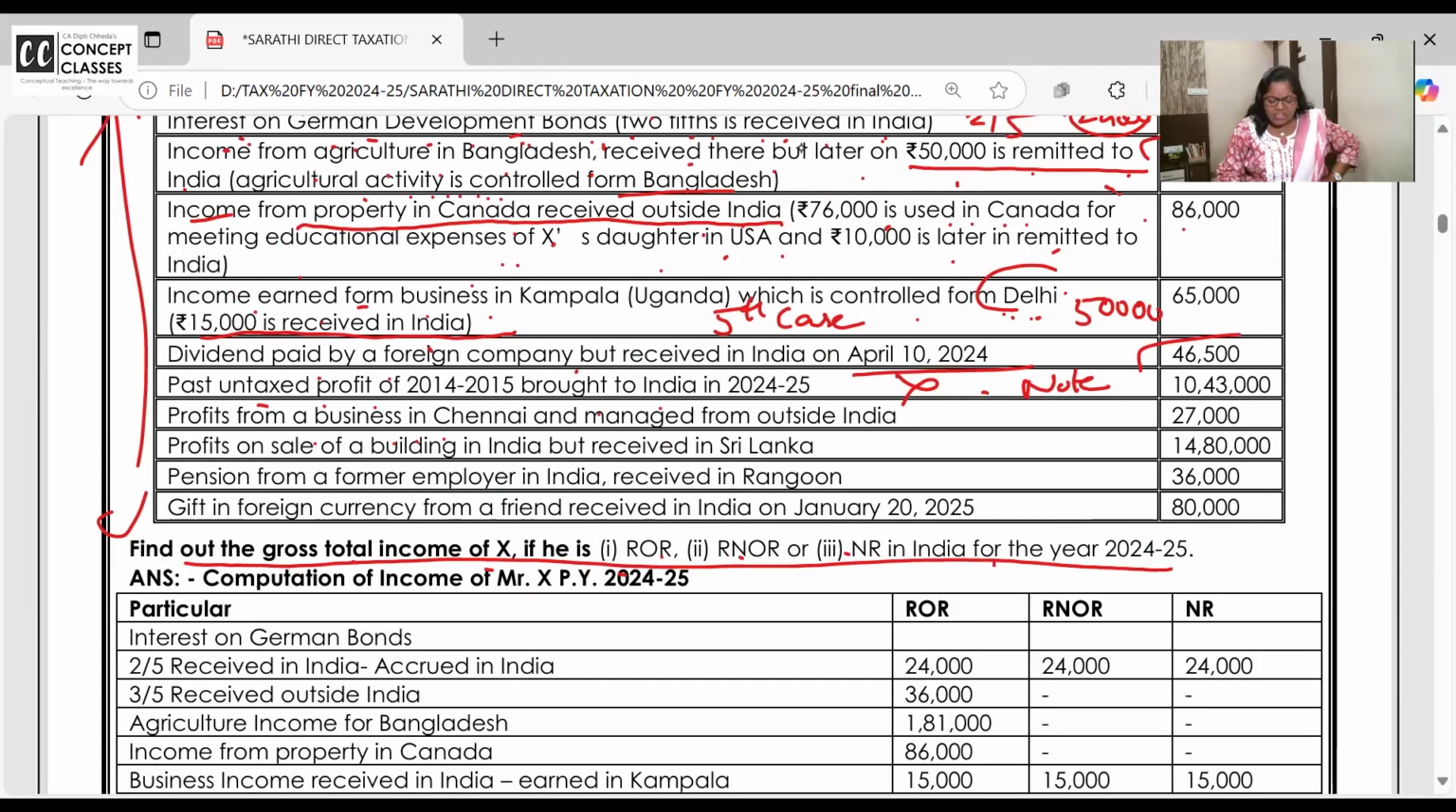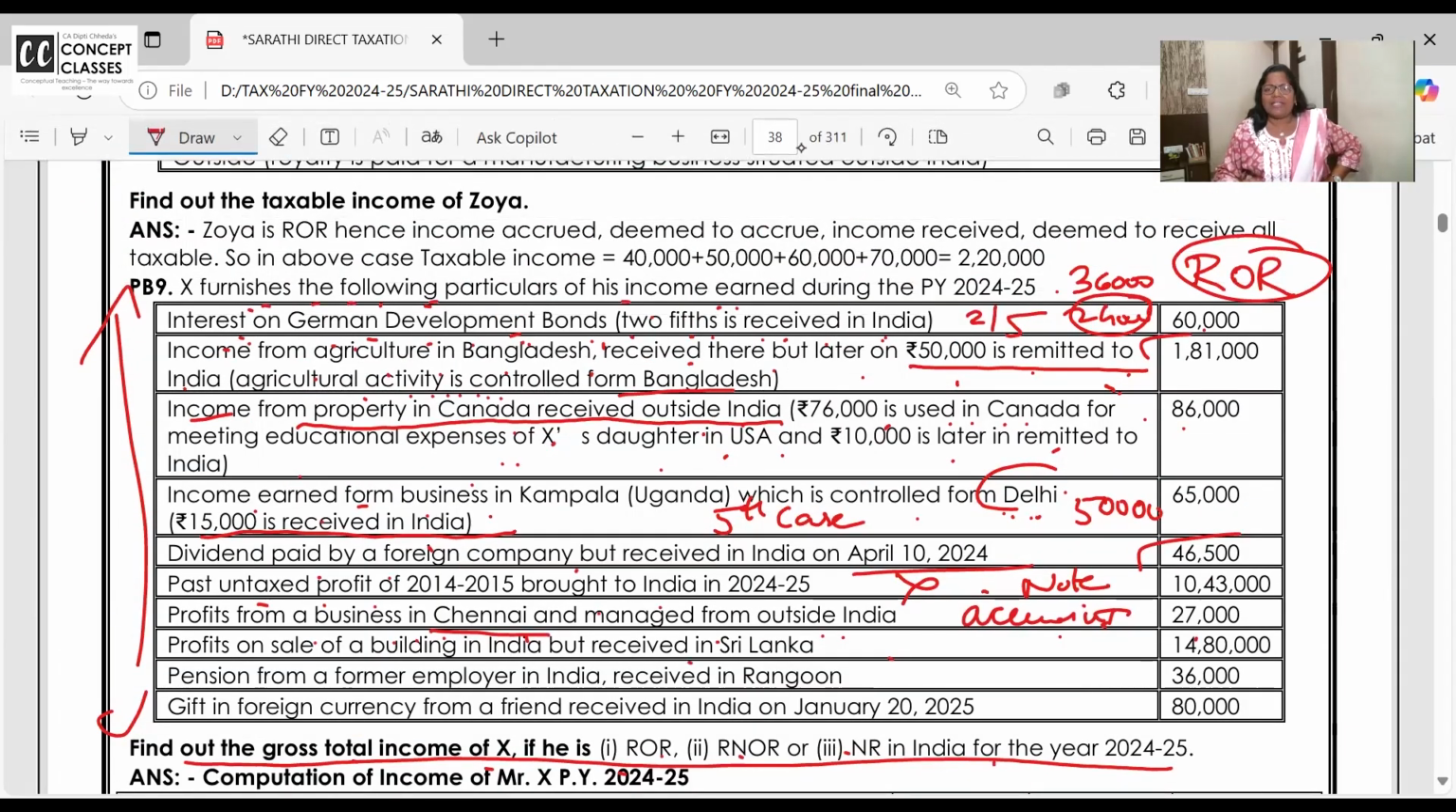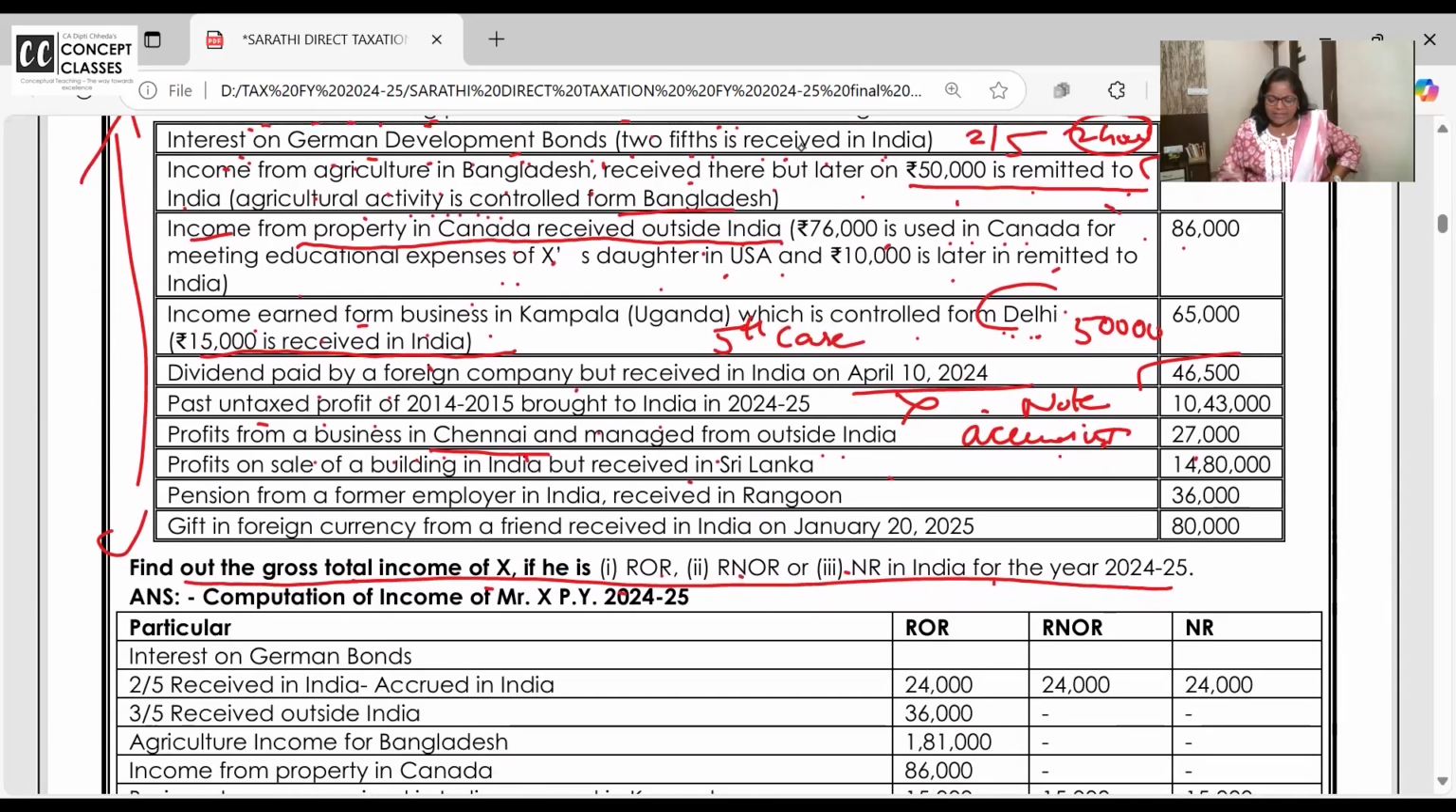Profits from business in Chennai, managed outside India. But where is the business? Chennai. So income is accrued in India, so taxable for all. You may receive the income anywhere, but where's the business? Chennai. Is it taxable for all? Even a non-resident doing business in Chennai should pay tax in India. Yes. Profit on sale of building in India, but received in Sri Lanka. Where is the property or building? In India, taxable for all.